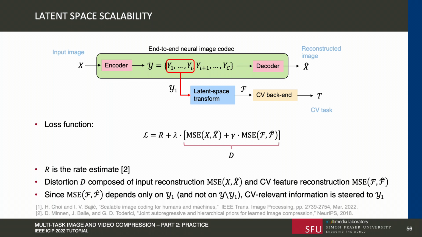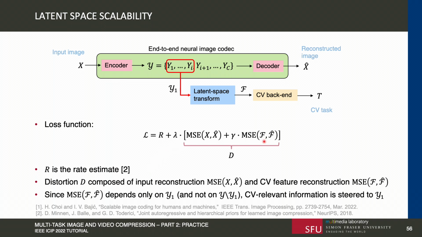So the system can be trained end-to-end to accomplish these two tasks. But in the training, we kept this backend frozen so that essentially only the latent space transform and the encoder and decoder are being trained to accomplish these two tasks. The loss function looks like just a standard rate distortion loss function. So there is a rate estimate R plus lambda times total distortion. The rate estimate is obtained using conventional methods that are now pretty common in trainable image coding.